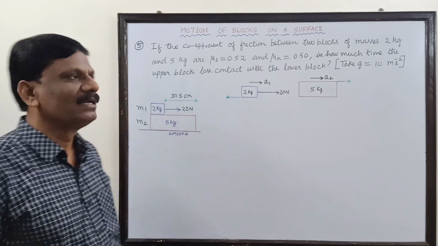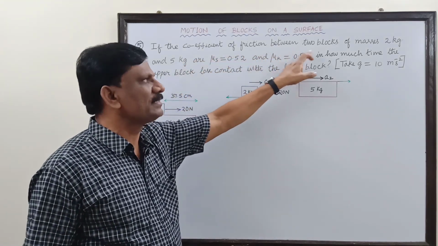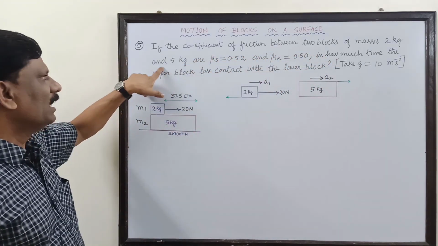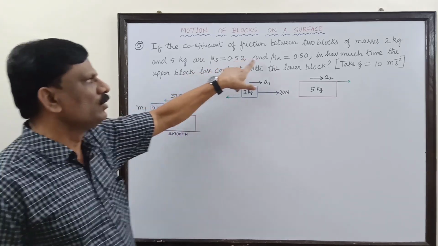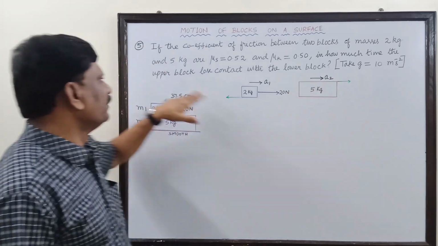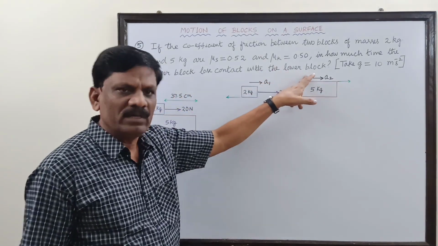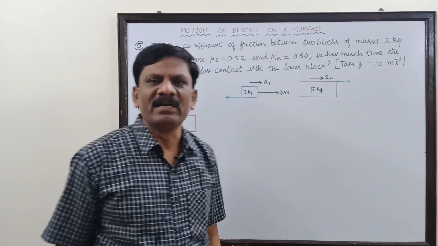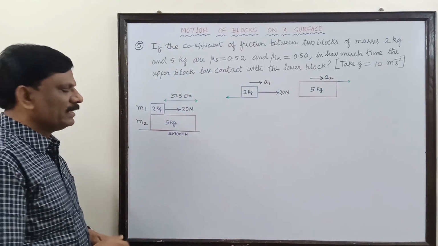Hi students, if the coefficient of friction between two blocks of masses 2 kg and 5 kg are mu static is 0.52 and mu kinetic is 0.50, in how much time does the upper block lose contact with the lower block? Take g equal to 10 meter per second square. Now you can look at the diagram.